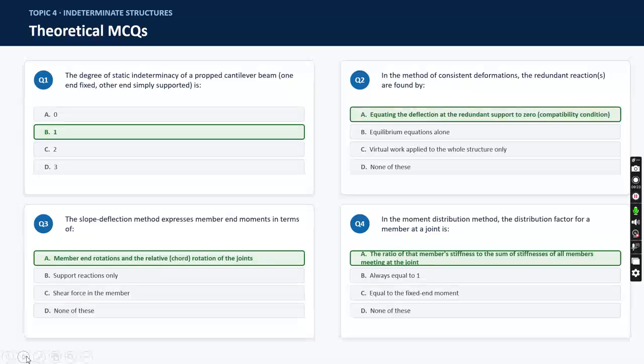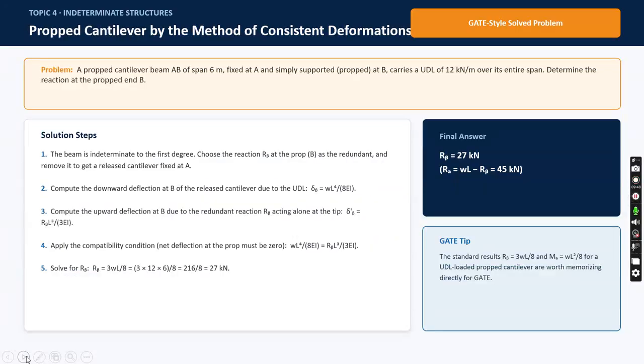The slope deflection method expresses member end moment in terms of member end rotation and relative rotation of the joint. Option A is the right answer. In the moment distribution method, the distribution factor for a member at a joint is the ratio of the member stiffness to the sum of stiffness of all members meeting at the joint. Option A is the right answer. Next comes the problem.